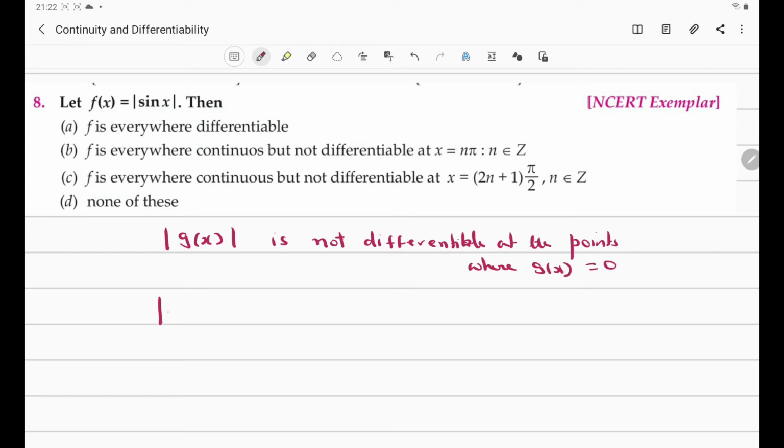So, modulus of sin x is not differentiable where sin x equal to 0, which implies x is equal to n pi where n belongs to z. So, the right option is, as we know that modulus function is always continuous and it is not differentiable for x equal to n pi. So, the right option is option B. F is everywhere continuous but not differentiable at x equal to n pi.